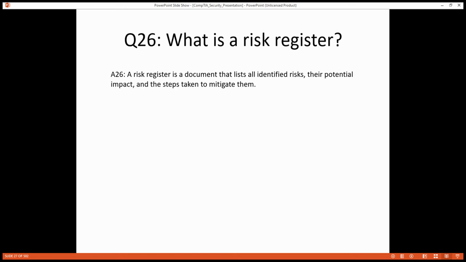Q26. What is a risk register? A26. A risk register is a document that lists all identified risks, their potential impact, and the steps taken to mitigate them.